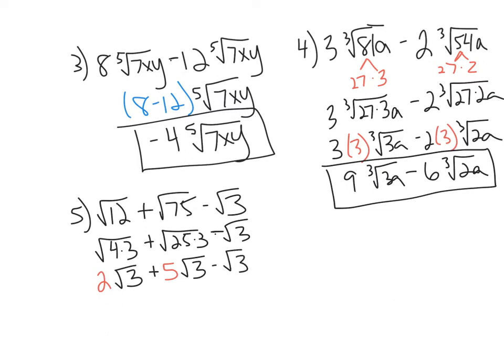Well, look, what do we have now? Root 3, root 3, root 3. They are like radicals, so I can simplify into just using one root 3 by taking the numbers on the outside. So what numbers do I have on the outside? I have 2 plus 5. And I don't have a number here, which really means there is 1. So 2 plus 5 is 7, minus 1 is 6. So root 12 plus root 75 minus root 3 simplifies to 6 square roots 3.